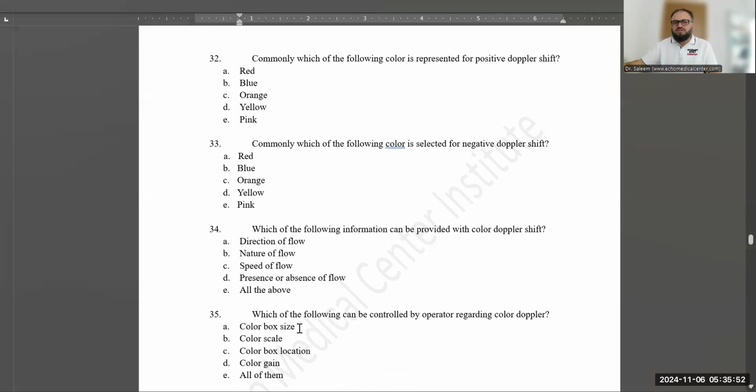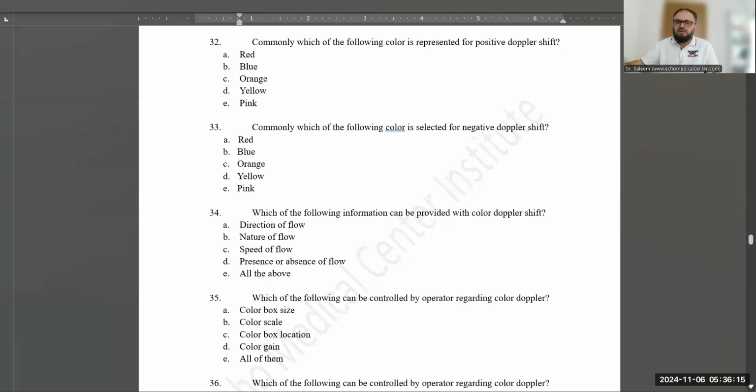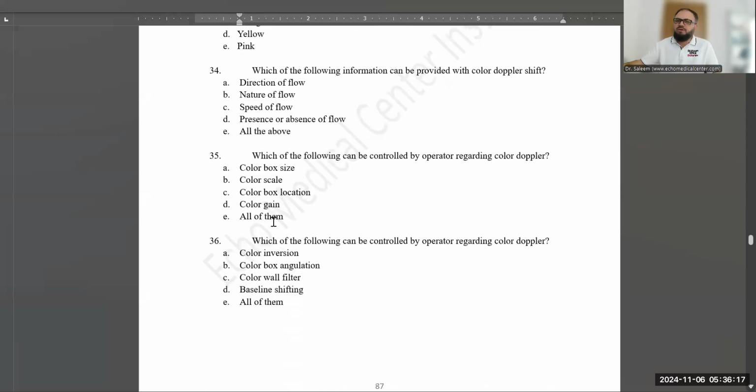Okay, next question. Which of the following can be controlled by the operator regarding the color Doppler? If you are doing any study, which of the following are in your control? You can control it, or you can make any adjustment. You can edit anything you want to. So is it color box, color scale, color box location, color gain, or all of the above? What do you think? Yes, all of the above. All these are operator controllable, correct, adjustable.